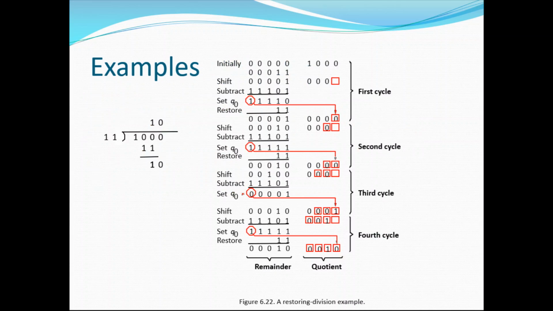Let us discuss this with an example. Let us assume the divisor is 11, that is, if you want to convert to 4 digits, 0011. Dividend is 1000. Initially this is A, and A will be filled with zeros. Q will be the dividend, 1000. The divisor is M, which is 0011.